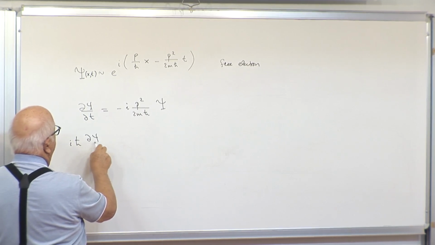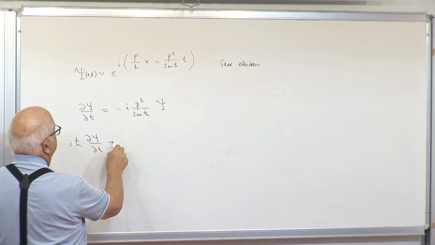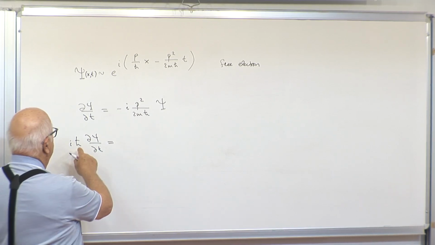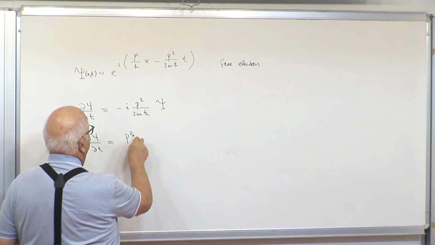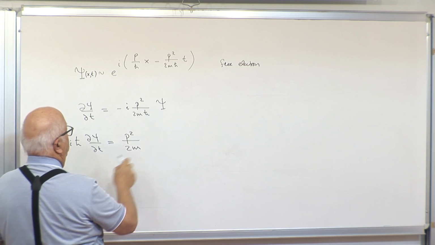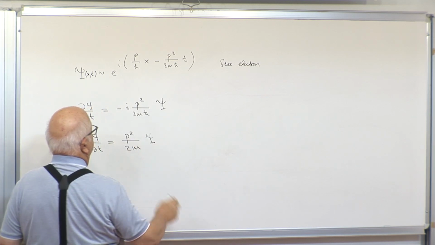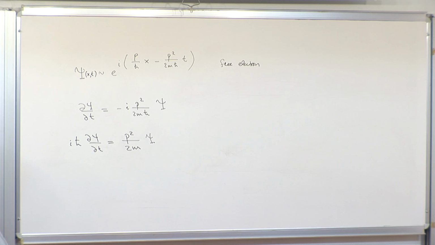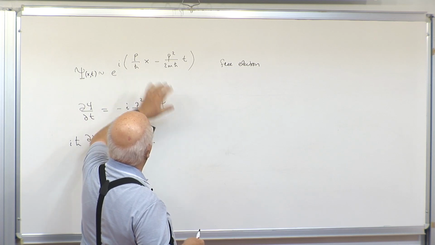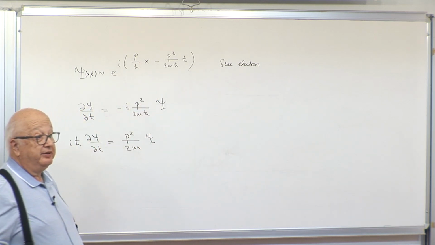I get ∂ψ/∂t is equal to, okay, i times minus i is plus 1, multiplied by h bar, is p squared over 2m, okay, times ψ. So now I want to use the x derivative to relate this term to some x derivative of this object.